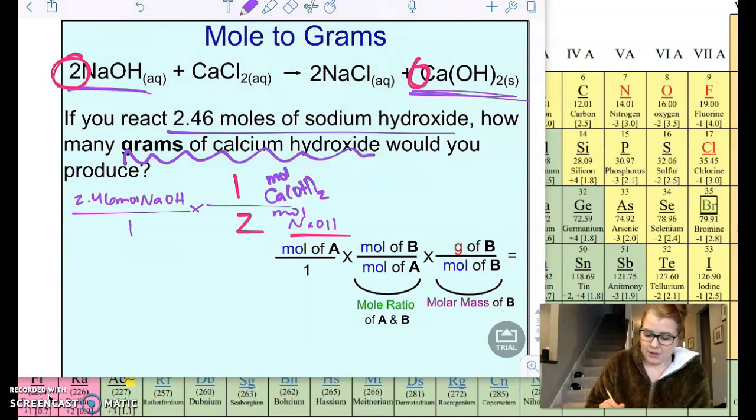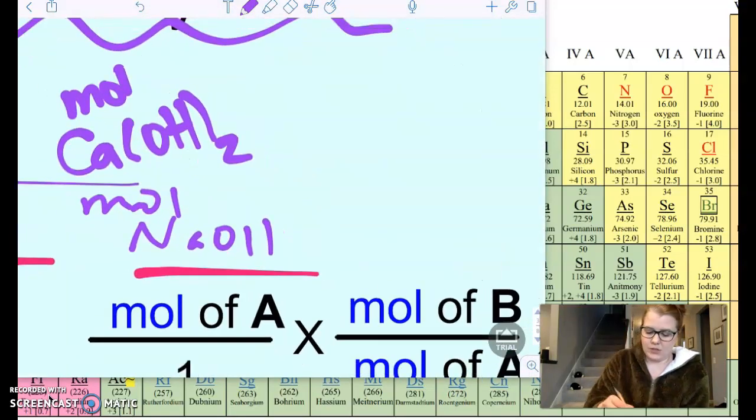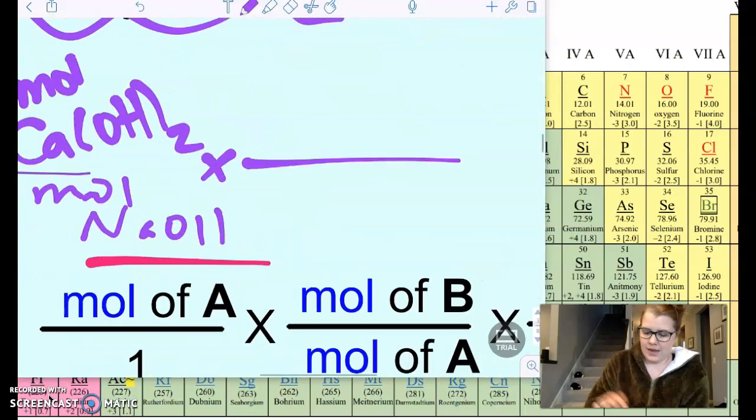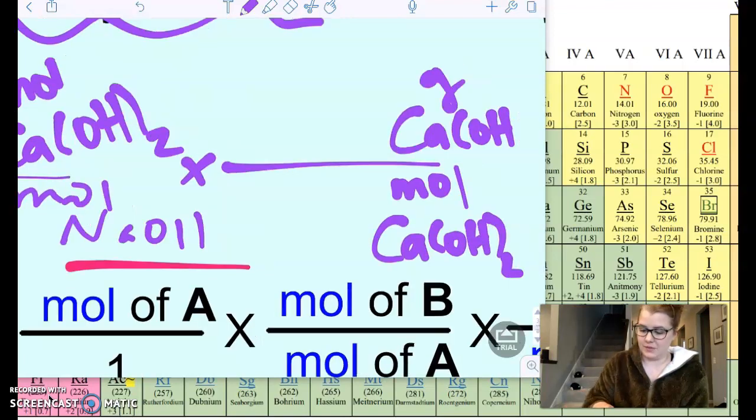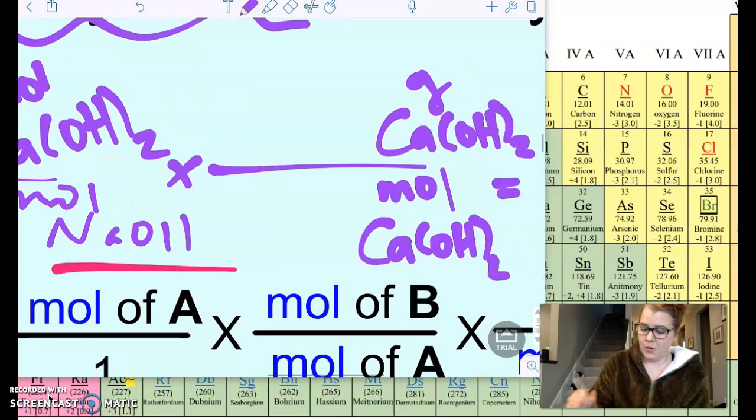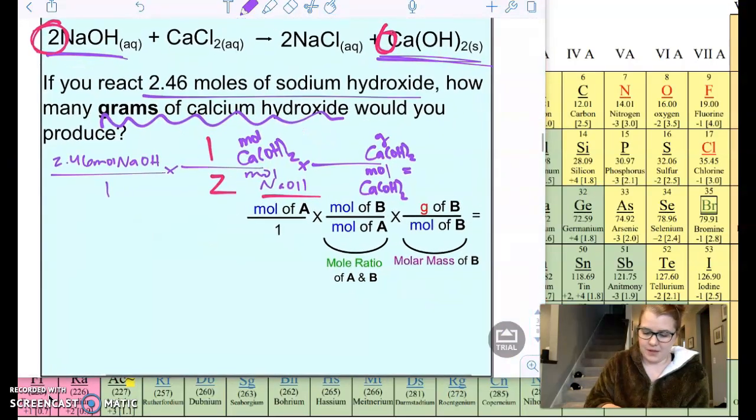Continuing my problem, because it was asking for grams of calcium hydroxide and I currently have moles, I'm going to do one additional step, and I'm going to put moles of calcium hydroxide on the bottom, and then I'm going to put grams of calcium hydroxide on the top. So this is molar mass. As a reminder, we're going to get these values from the periodic table.